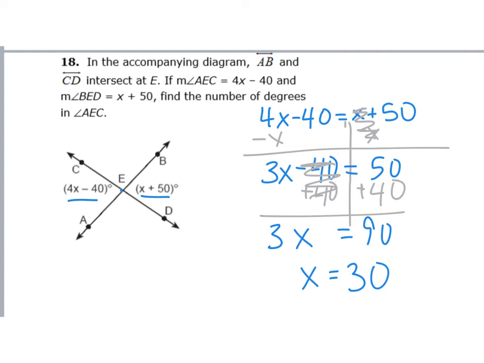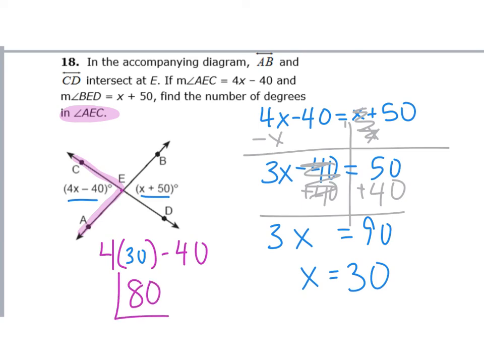And then we want to make sure that we look and see what the question was actually asking. It wants to know how big AEC is. AEC is the 4x minus 40, so I'm not quite done yet. I have to do 4 times x minus 40. X is 30. So 4 times 30 is 120. 120 minus 40 is 80. You can also check by plugging it in here: 30 plus 50 is also going to give me 80, because these two angles are supposed to be the same.